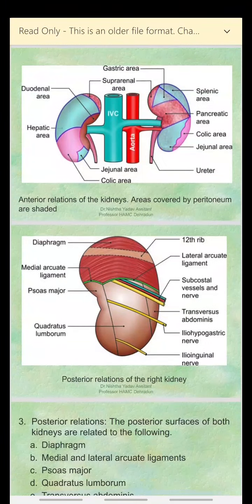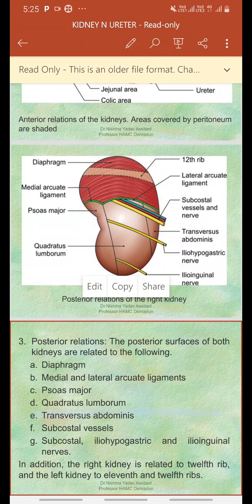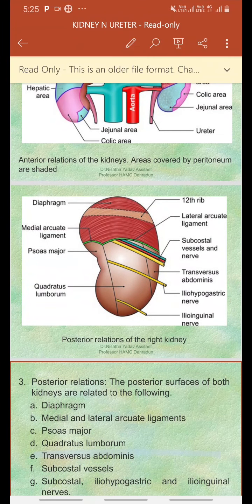Then the posterior relations of the kidney are also the same on both the sides of the kidney. So the posterior relations are the diaphragm, the medial and the lateral arcuate ligament, psoas major, quadratus lumborum, transverse abdominis muscle, subcostal vessels and some nerves. So diaphragm, you can see the diaphragm, the psoas major and the quadratus lumborum. These are the muscles of the posterior abdominal wall.